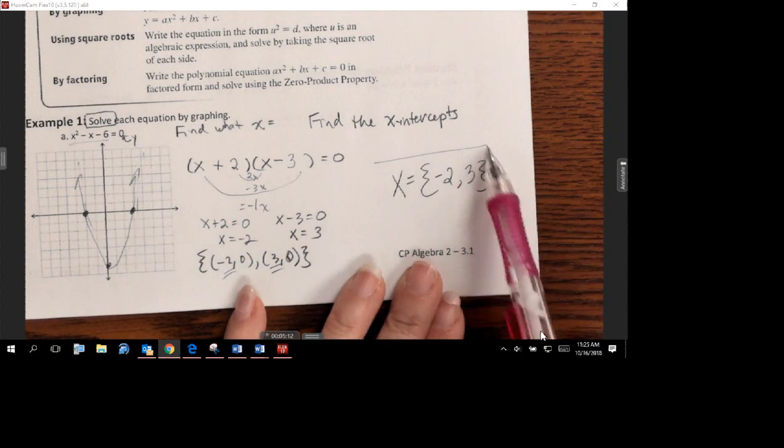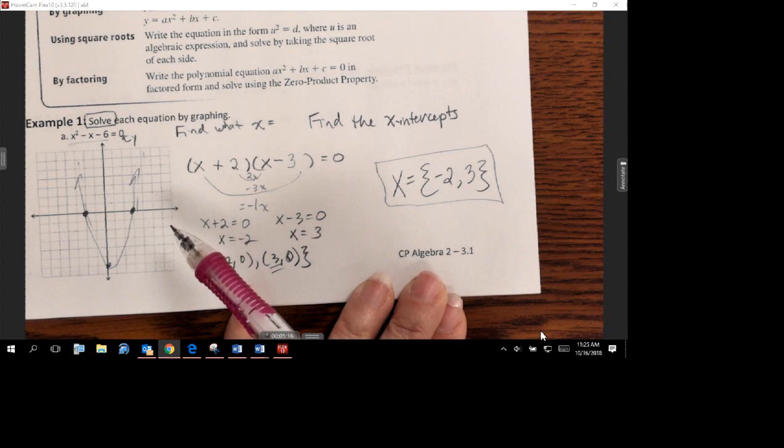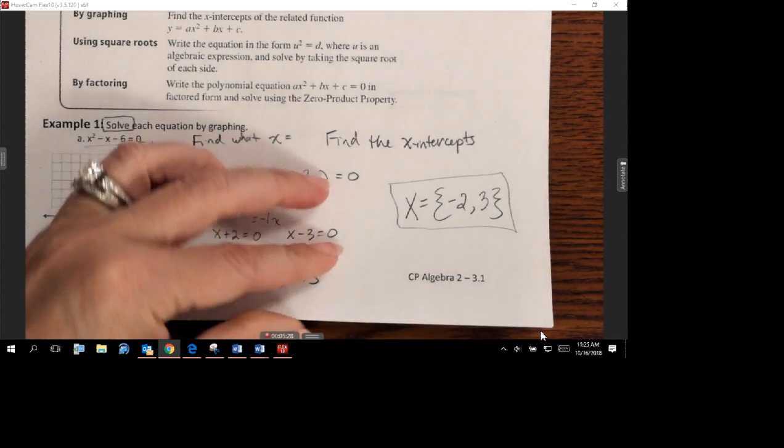So again, I was not finding the x-intercept. I mean, I found the x-intercepts, but that's not what the question asked me to do. The question asked me to just solve it. So that's why it's just an x equals, not an ordered pair. Okay? So that's solved by graphing. Let's try another one.